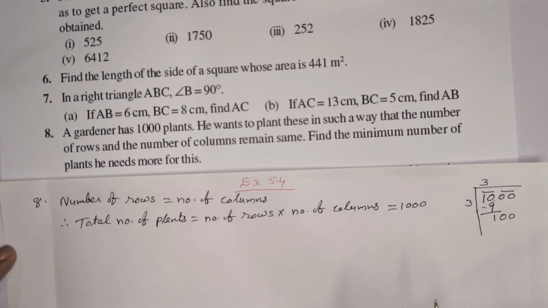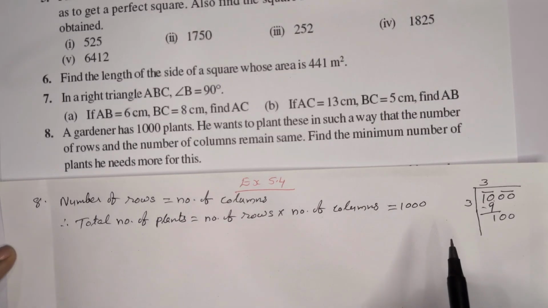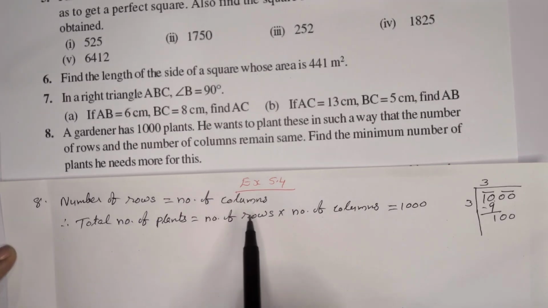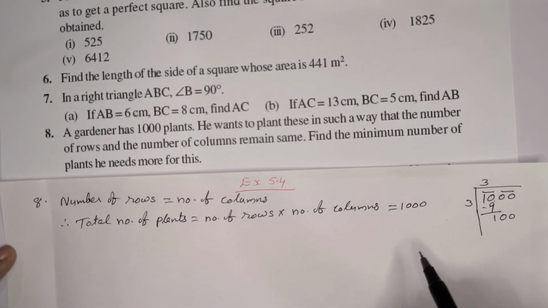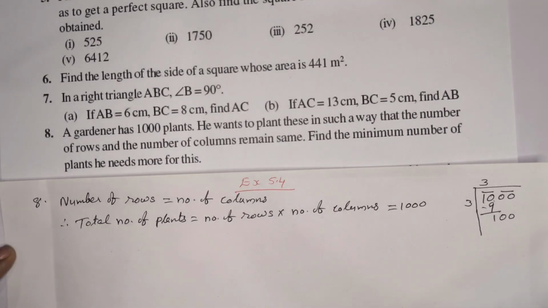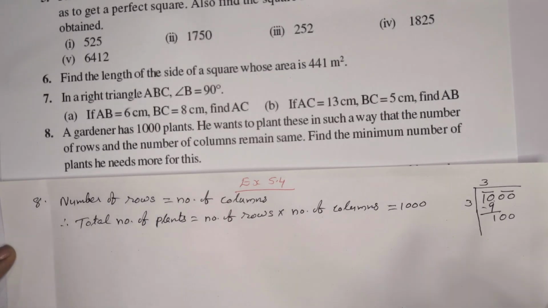For that we have to find the square root of that. So 1000 must be a perfect square number. Then only we will get equal number of rows and columns. So to find the perfect square number, first we have to check 1000. That is not a perfect square number. So we have to find the minimum number of plants he needs more for that.